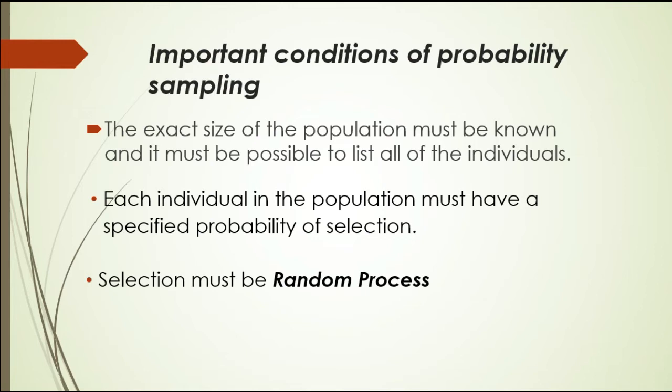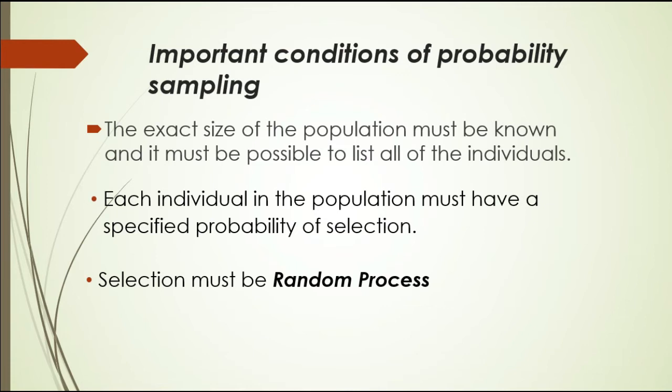And important conditions of probability sampling. The exact size of the population must be known, and it must be possible to list all the individuals. Okay, so dapat meron tayong data na kung gaano ba kadami yung population. Okay? Yun yung sinasabi sa probability. Each individual in the population must have a specific probability of selection. Dapat equal yung chance na sila ay ma-select.